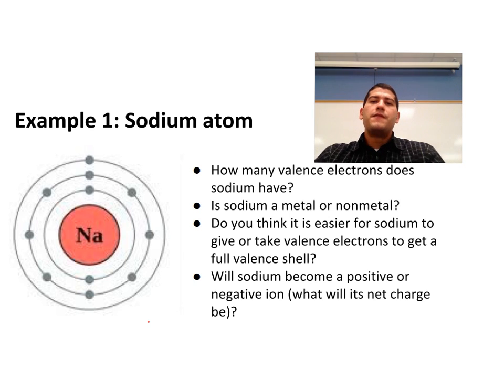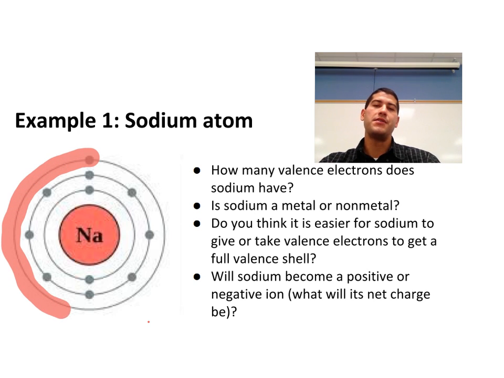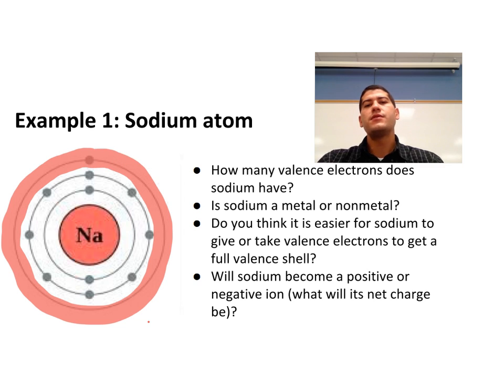Okay, the first question is pretty simple. Valence electrons are the electrons found in the outermost energy level. So even though sodium has 11 electrons total, only this one, the one in the 3rd energy level, is a valence electron. So sodium has 1 valence electron.